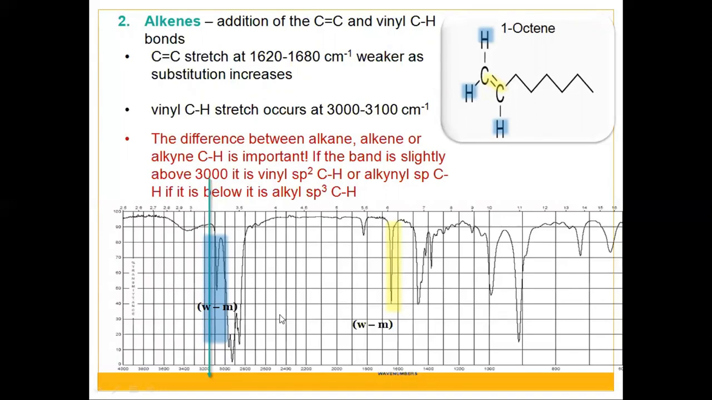The difference between alkane, alkene or alkyne CH is important. If the band is slightly above 3000, it is vinyl sp2 CH, or alkynyl sp CH. If it is below, it is alkyl sp3 CH.